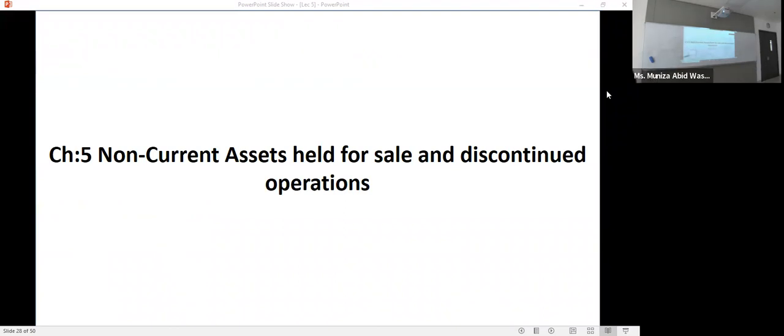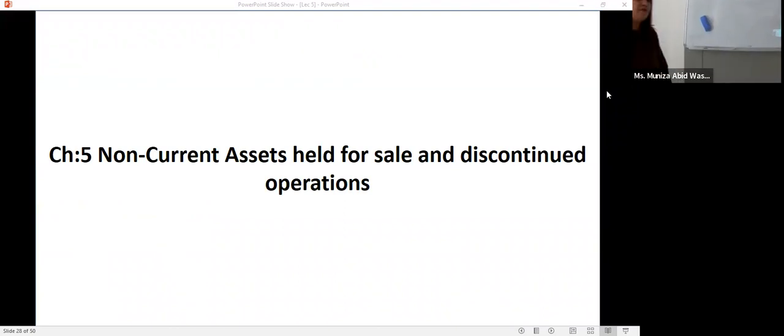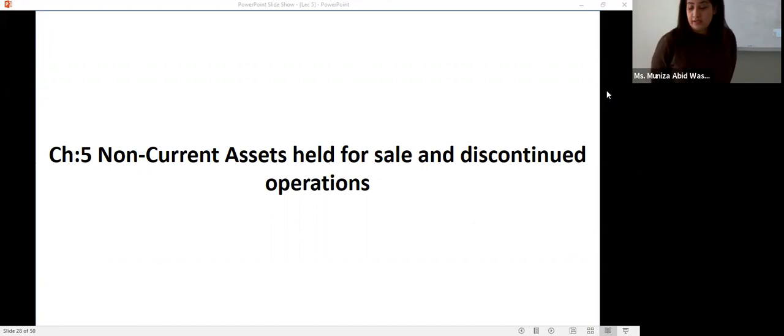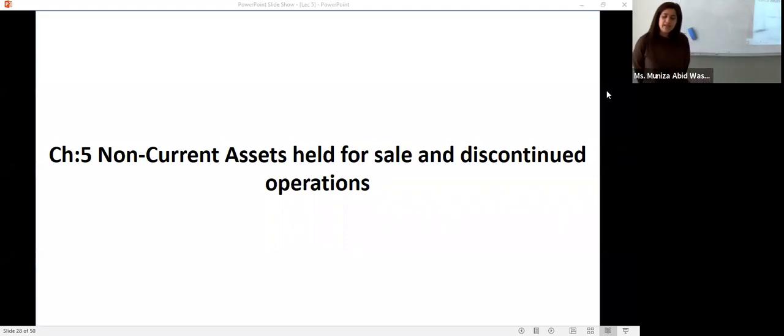Now, students, chapter number 5 is IFRS 5, Non-current assets held for sale and discontinued operations. In this chapter, we are only going to discuss the small standard. From an examination point of view, a full-fledged question cannot come from this particular topic, but in multiple choice questions, they can ask you a few of the questions out of it.